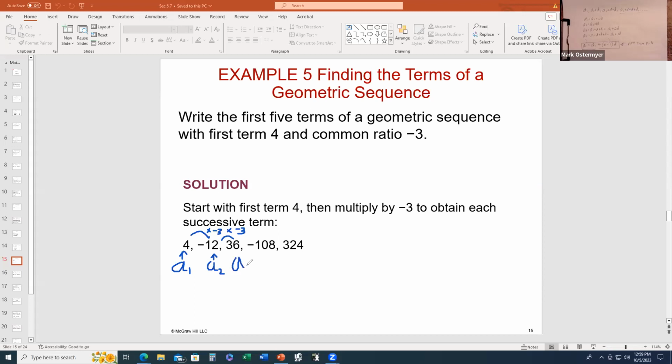So this is an example of an alternating geometric sequence. Any questions with what happened there? How we wrote the first 5 terms there of that geometric sequence.